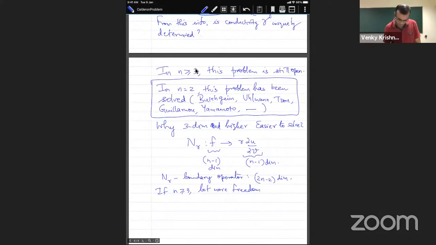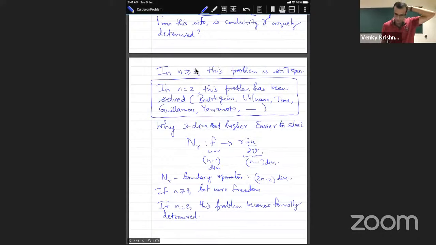But you see that if n is equal to 2, then this problem becomes formally determined. Formally determined, right? And that's where the difficulty is. If you look at the paper of Nachman, from 1980 or 1990, it's an Annals paper, the construction is actually different from the construction in 3 dimensions and higher.